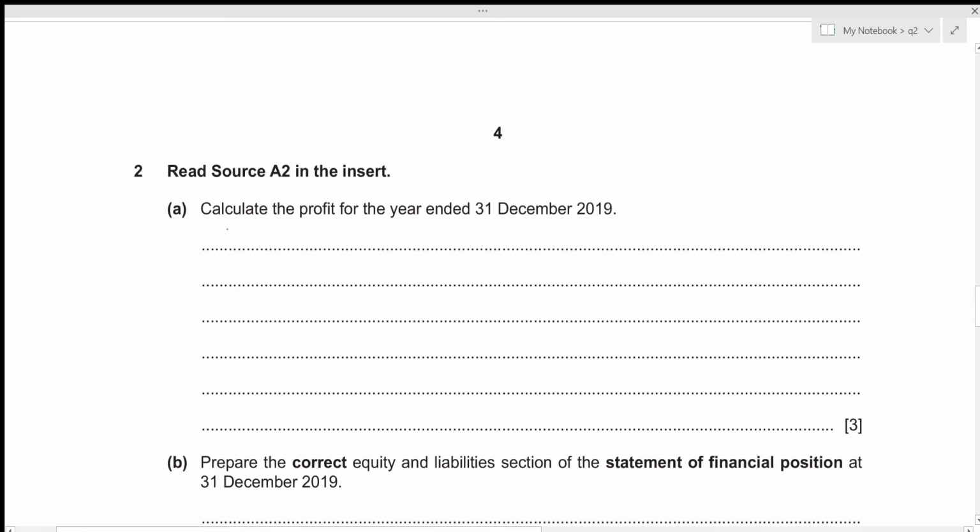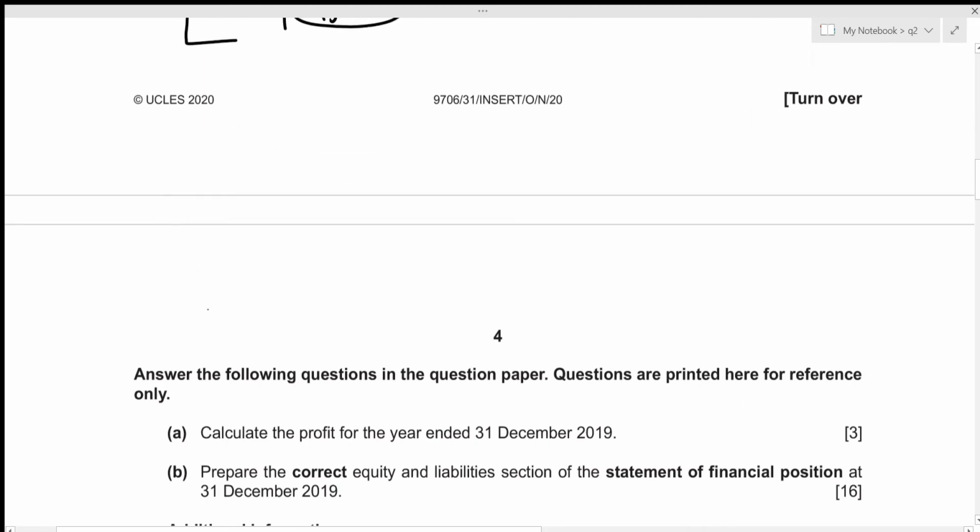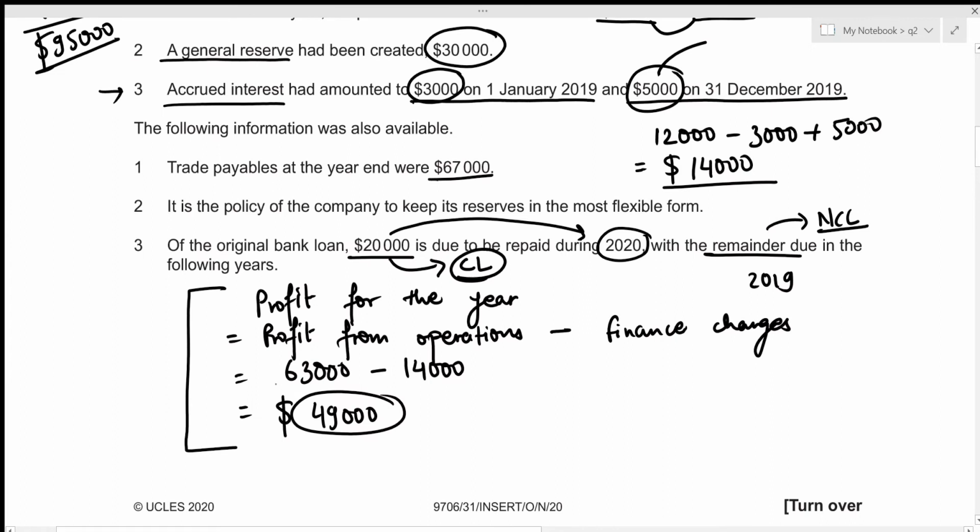So what we know is profit for the year is just the difference between profit from operations and finance charges. Let's have a look above. So we substituted this value of profit from operations from the incorrect statement of financial position, and we figured out this finance charges by adjusting our accrual values, right?